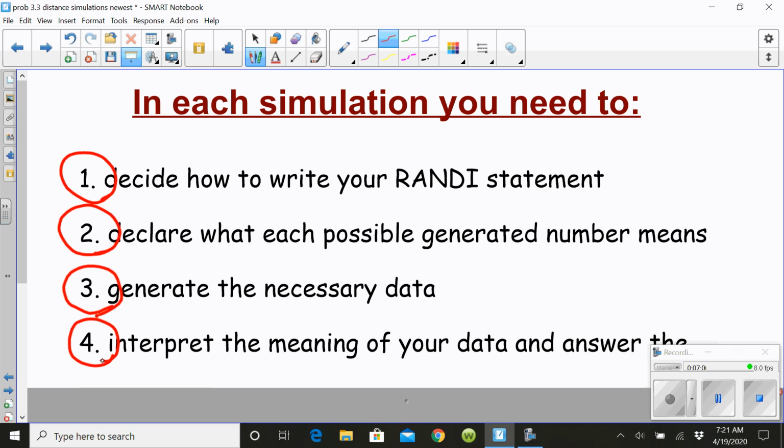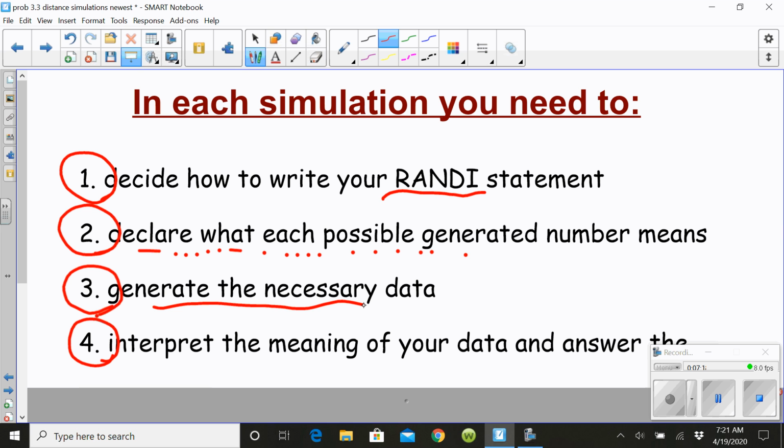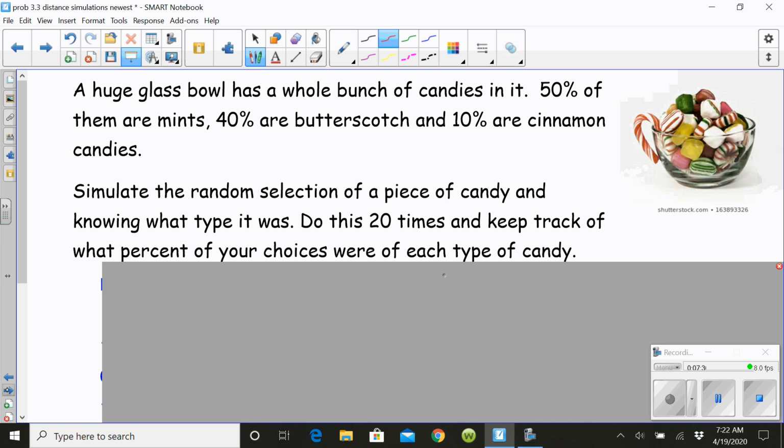So you're going to describe how you're going to generate random numbers on your calculator, and then you're going to declare what each number means. Then you're going to generate the numbers, and then explain what those numbers mean. So there's a 4-step process, and I'm going to conclude this video then with just one example. Here's my example.